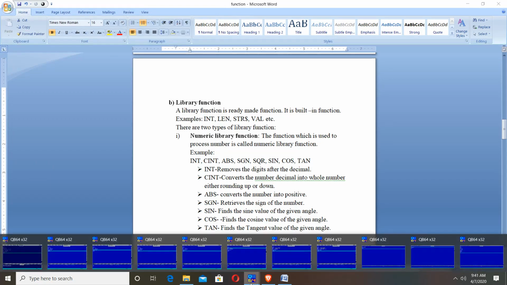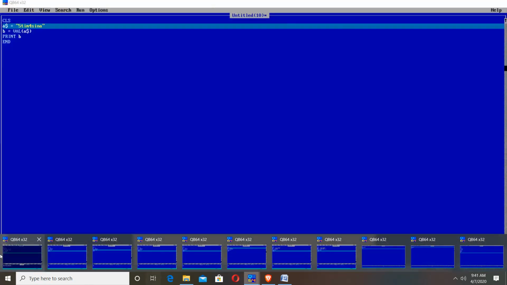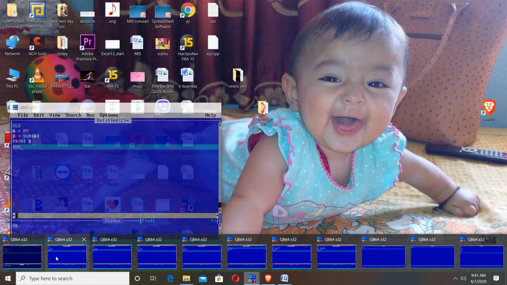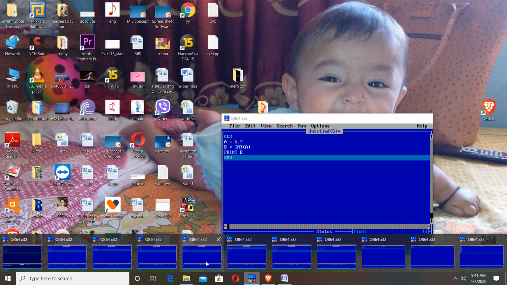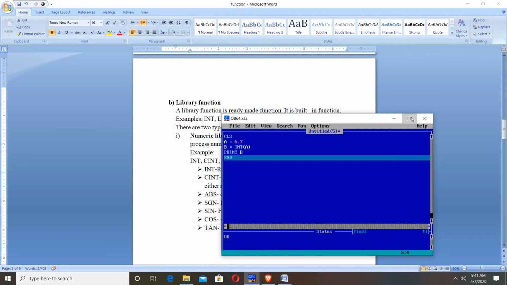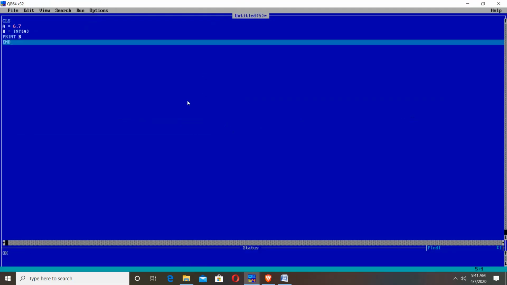Okay, so the first one is INT. Let me check that. Where is INT? Okay, so this one, INT. See here, I've just done a simple program. That means we have not done a modular program here. Firstly, we have to know how the library functions are used in QBASIC. After that, we can easily convert them into modular programming also.